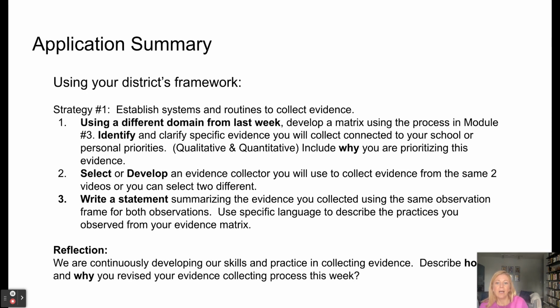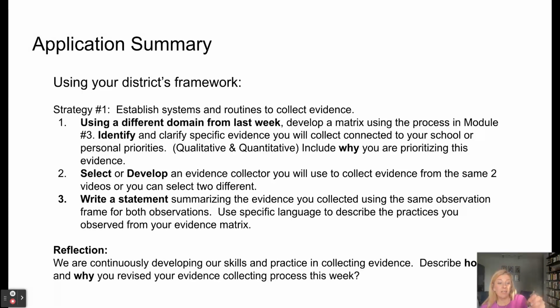And then select or develop, maybe use the same evidence collector that you used, and collect evidence from the same 2 videos. You can select 2 different ones if you want to, but I encourage you to use that same video. And then write a statement summarizing the evidence you collected using the same observation frame for both, and use specific language to describe those practices.